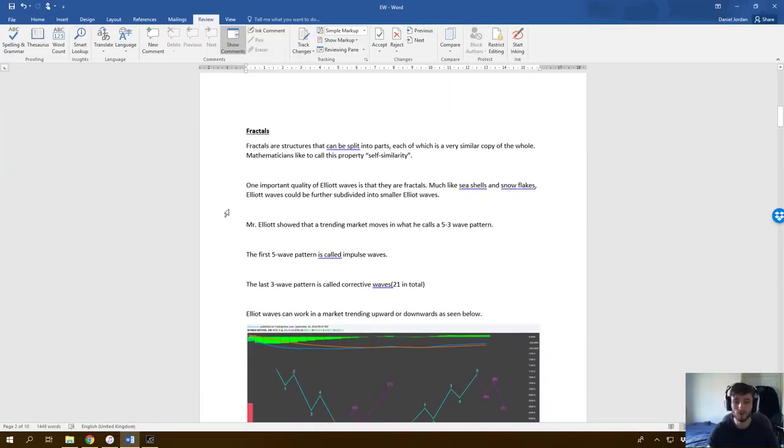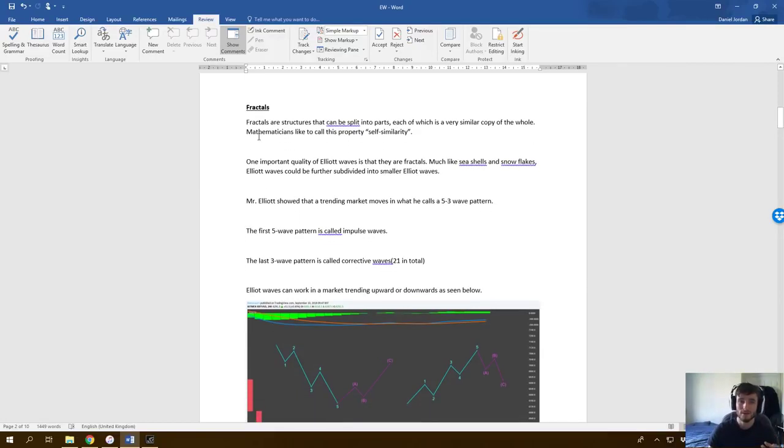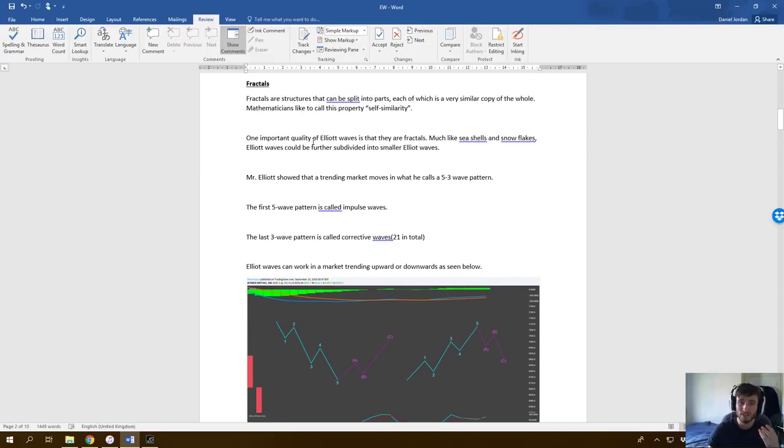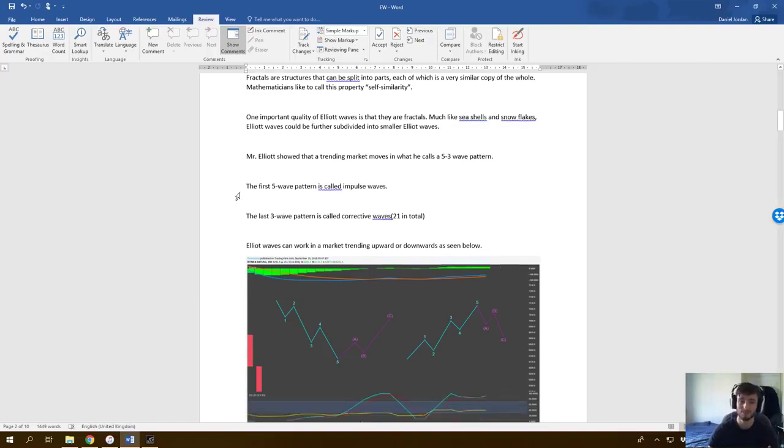Okay, it's important to understand this: fractals are, I hope I'm pronouncing this okay, sorry, my pronunciation is not great here. Fractals are structures that can be split into parts, each of which is a very similar copy of the whole. Mathematicians like to call this property self-similarity. One really important thing to know is that Elliott waves are made up of fractals. So much like seashells and snowflakes, Elliott waves can also be further subdivided into smaller Elliott waves, as I just mentioned.